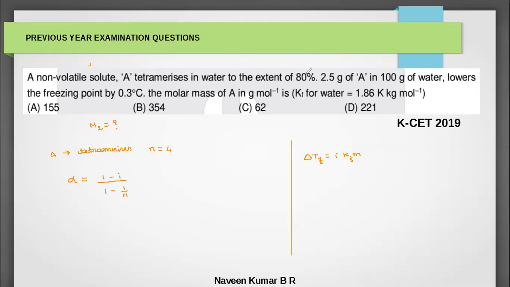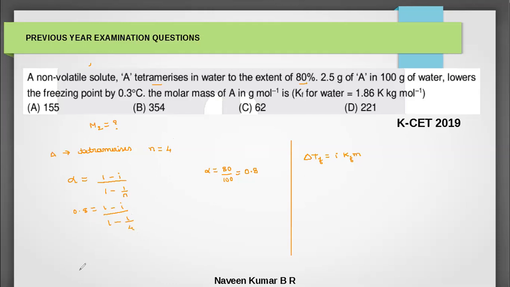We'll try to observe. You can observe here, it is going to undergo 80% extent. So the degree of dissociation of 80% means 80 divided by 100, which is equal to 0.8. So for 1 it is 0.8, for 100 it is 80%. As we assume this, alpha is 0.8, and as it tetramerizes, the n value is 4.